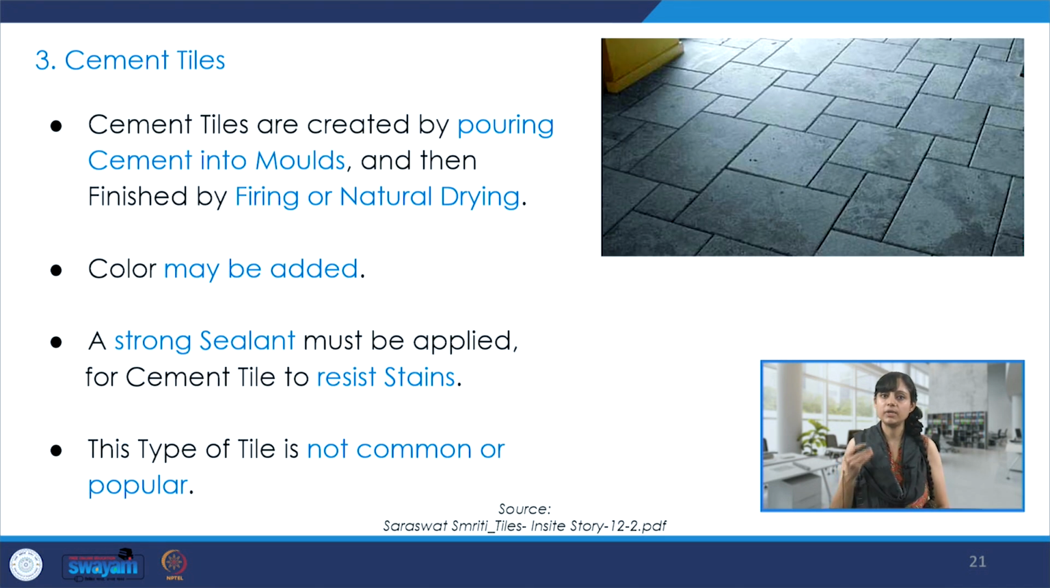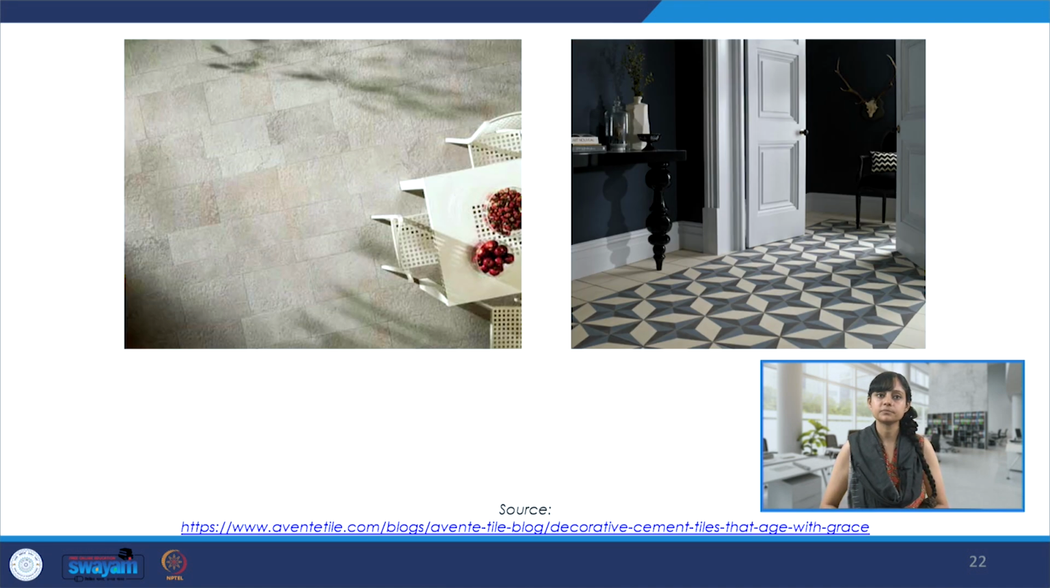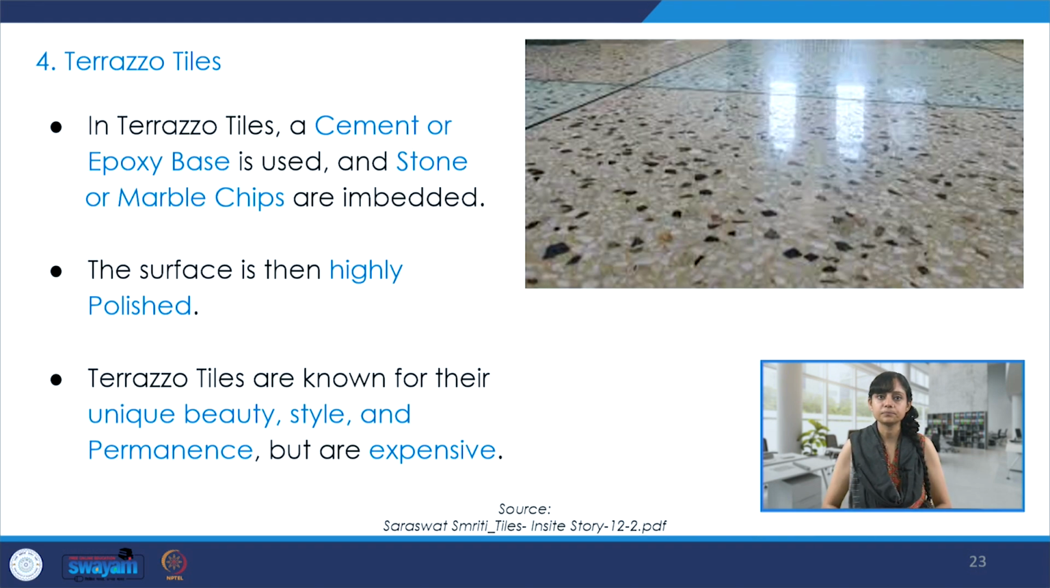Now talking about cement tiles, they are created by pouring cement into molds and then finished by firing or natural drying. And color may be added to give it a different kind of appearance. A strong sealant must be applied for cement tile to resist stains, and this type of tile is not very common or popular. In some of the images, it could be a plain cement tile, it could be a pattern, or it could be a different kind of color. It could be different kinds of designs within this cement tile family.